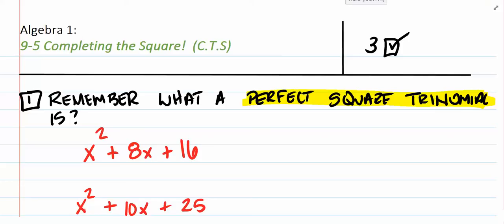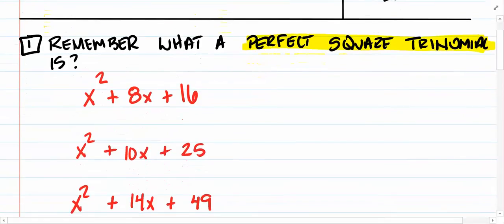Welcome to Zaption Tour 9-5, completing the square. And you're going to see me use the abbreviation CTS for completing the square. Completing the square is nothing more than a way to solve a quadratic equation. So there are three boxes, and let's get into the first box right away.